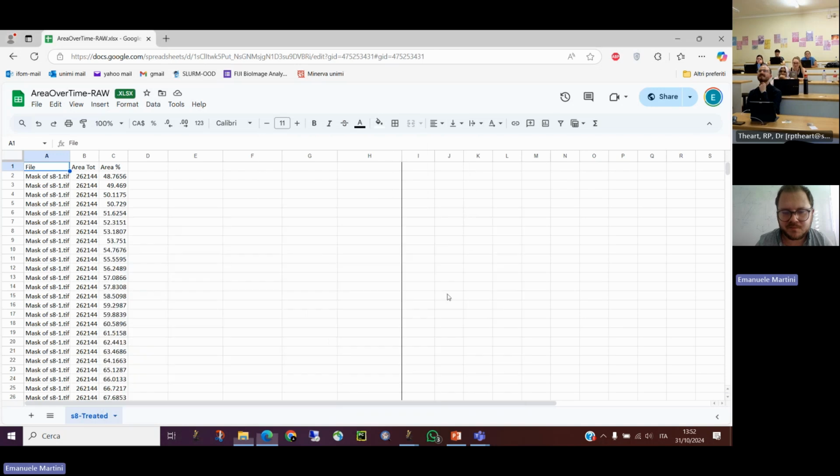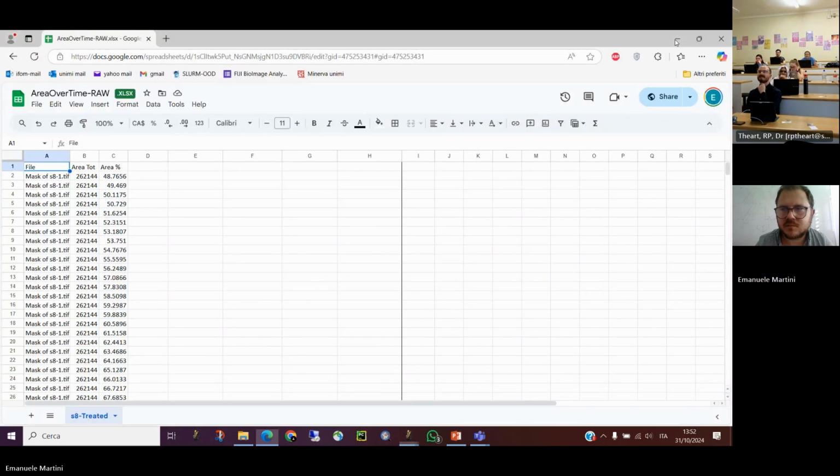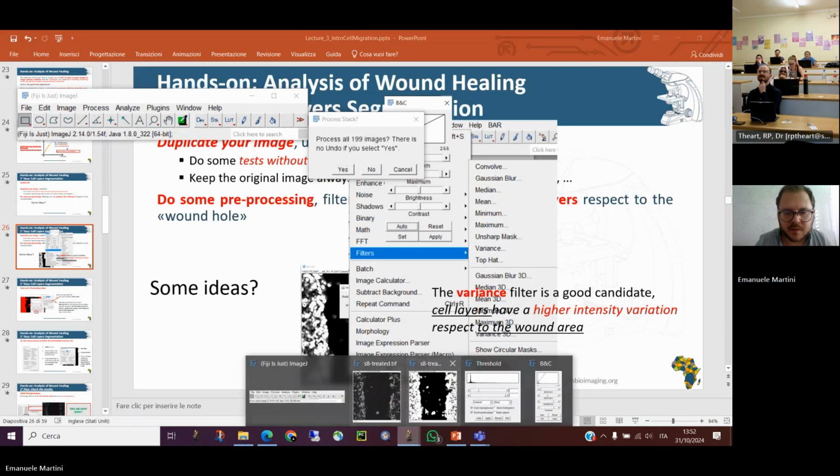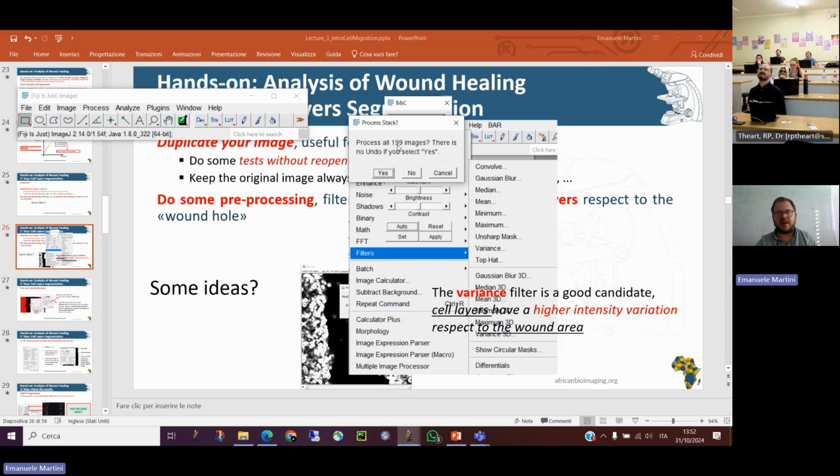Okay, I put 5. So if everybody can put 5 also, and click OK. Of course, here, since you are working with a stack of images, you have to say process all the images, not only the one you are seeing. No, here you click yes.